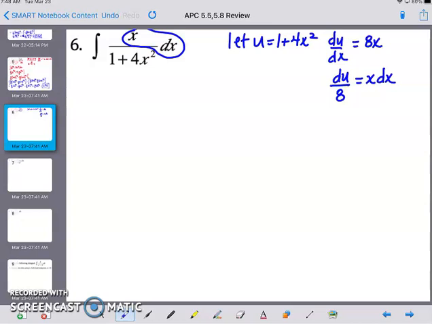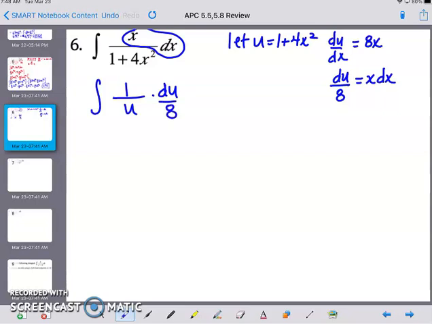And then if my u is 1 plus 4x squared, then I'm just going to have 1 over u times du over 8. So 1 over u is my 1 over 1 plus 4x squared, and then my x dx is my du divided by 8.